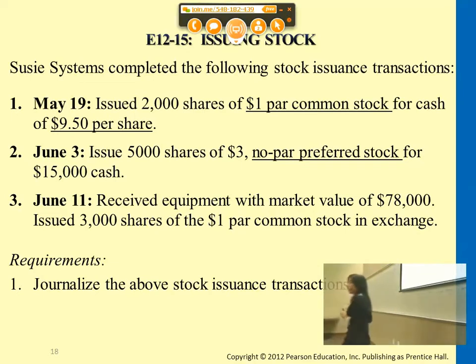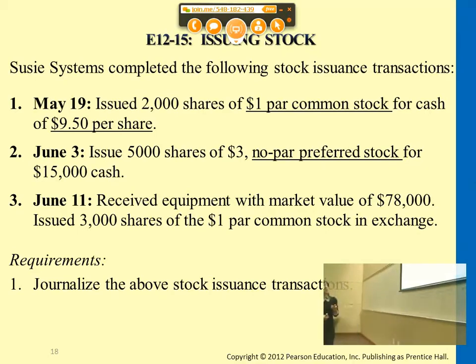Okay, for the first journal entry, May 19th, is there a premium for this case? Meaning, is the issue price higher than the face value? It is, right? And the issue price here is $9.50 for each share, but the face value for each common stock is $1. So if we want to journalize this transaction, there'll definitely be cash because the company is issuing stock for the purpose of getting cash here. There'll be common stock. There's also paid-in capital in excess of par.